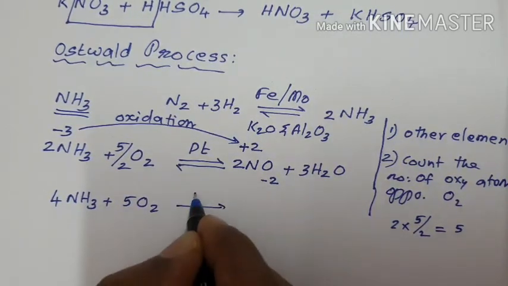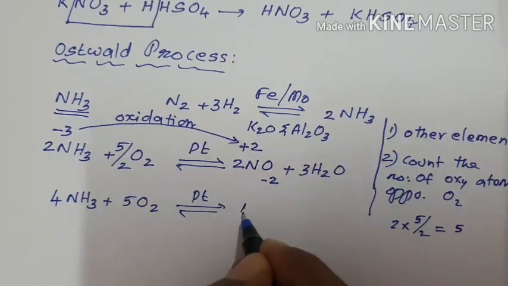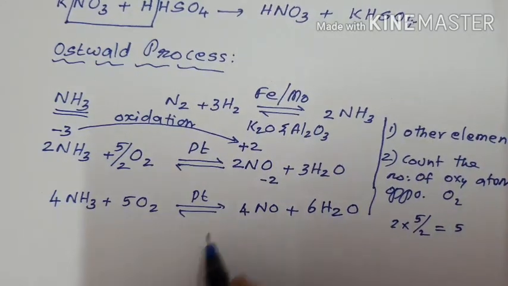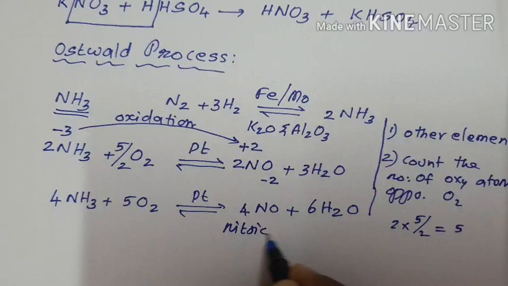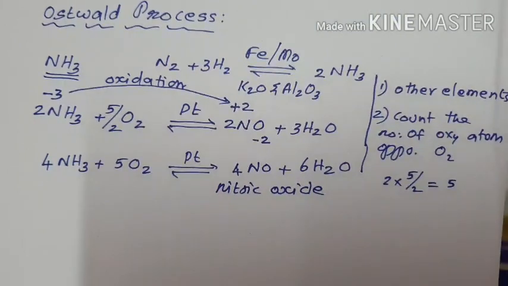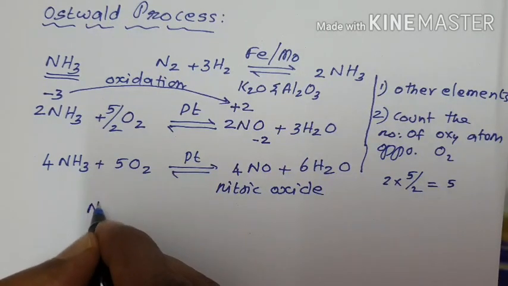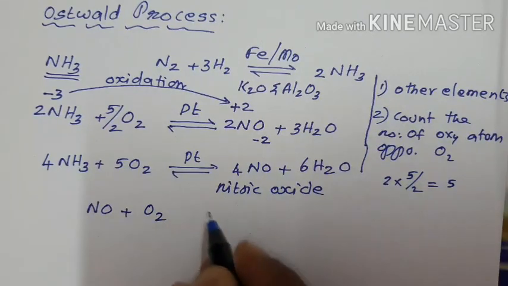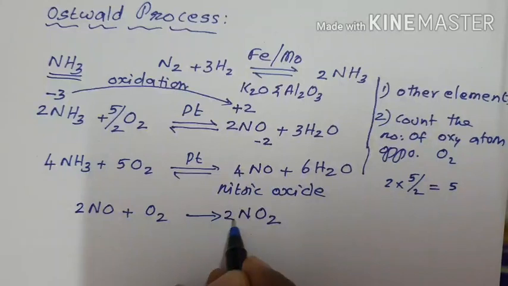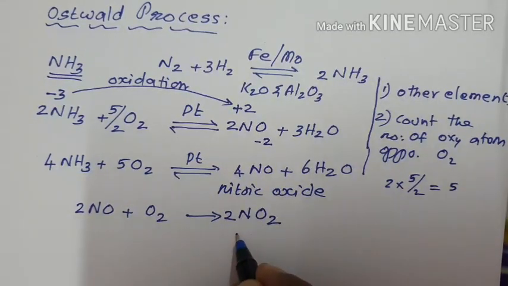In presence of platinum catalyst, 4NO plus 6H2O. So this is the second step in which nitric oxide is obtained. Nitric oxide is a neutral oxide which does not react with water to give acid or base. Therefore we already take oxygen in excess quantity. This nitric oxide, NO, again undergoes oxidation to give an acidic oxide of nitrogen, nitrogen dioxide, NO2.